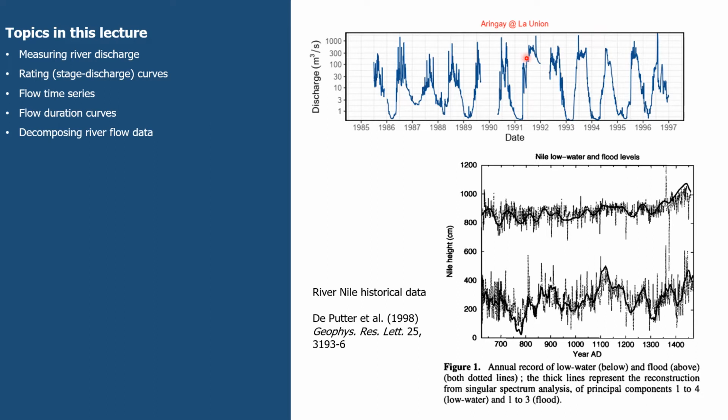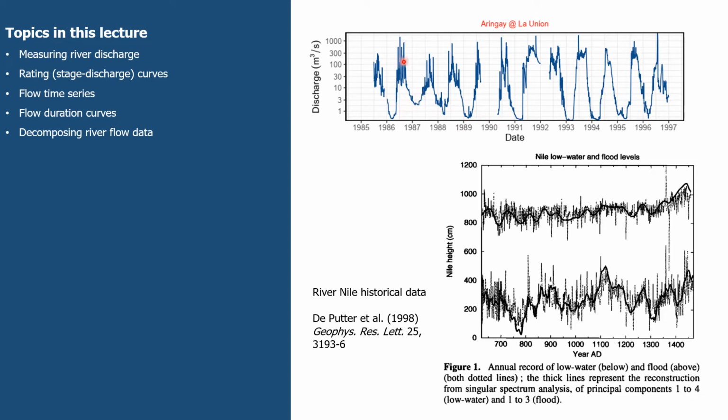Here are a couple of examples of river discharge data. Discharge here goes from 1 to over 1,000 cubic meters a second from the Arengay River in the Philippines. We've got data from 1985 through to 1997. We can see the wet season, dry season cycles here very clearly. Some dry seasons, very low flows, some not quite so low.